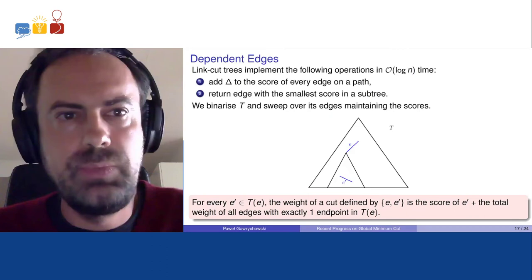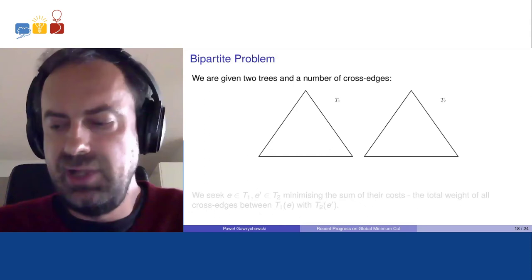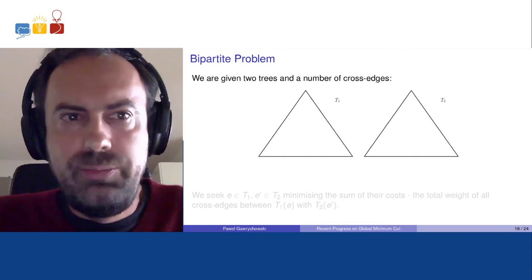Okay, so this used standard tools and we are done. So for the other case, we'll have to think a bit more. So I want to introduce this new problem. We call it the bipartite problem.